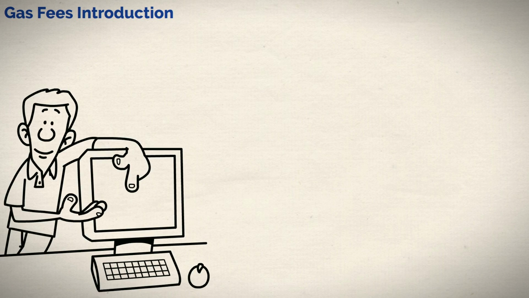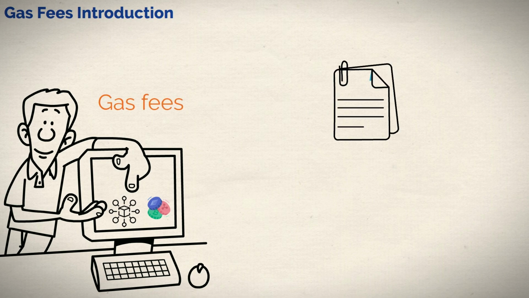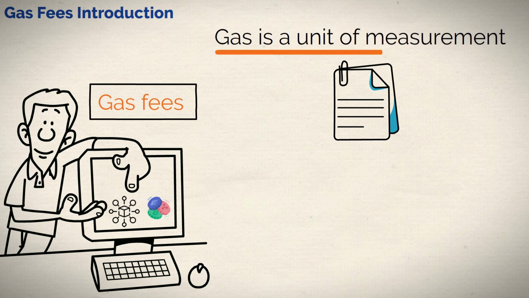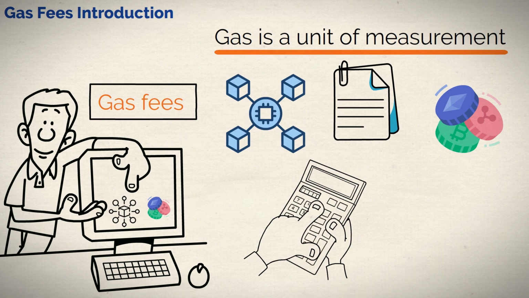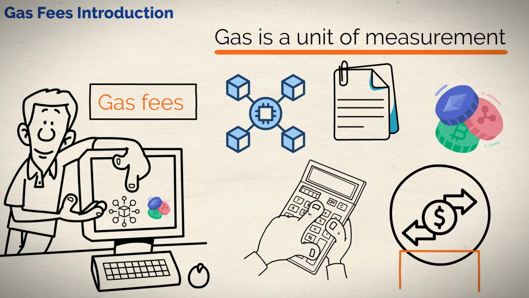If you've ever used a decentralized application or exchanged cryptocurrencies, you've likely come across gas fees. Firstly, let's start with the basics of what they are. Gas is a unit of measurement that crypto exchanges or blockchain projects use to calculate fees needed to execute transactions. Every transaction on a network requires a certain amount of this gas to be completed.